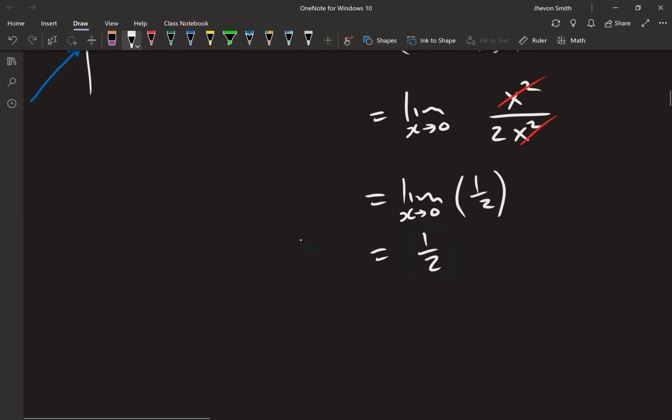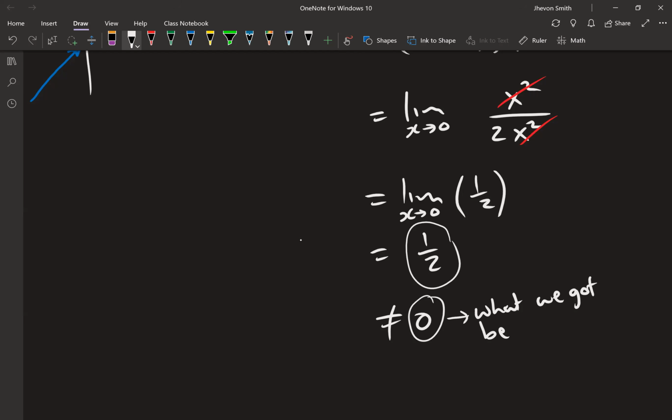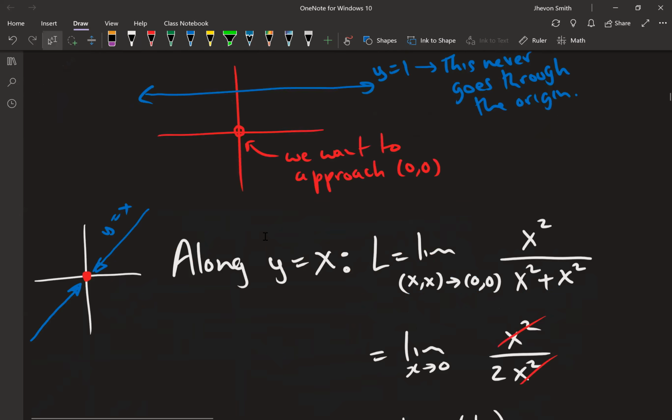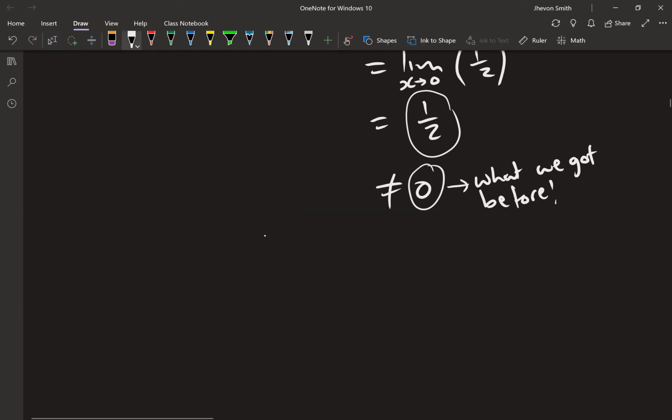Now, the thing that's special about a half is it's not 0, right? 0 is what we got before. So I approached the origin from 2 different paths and got 2 different answers. The limit does not exist.